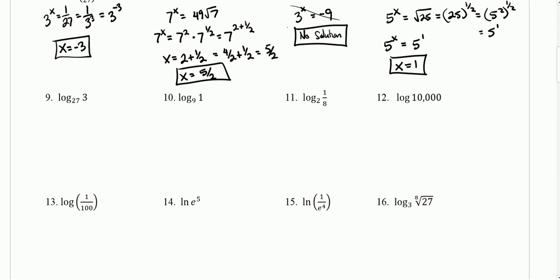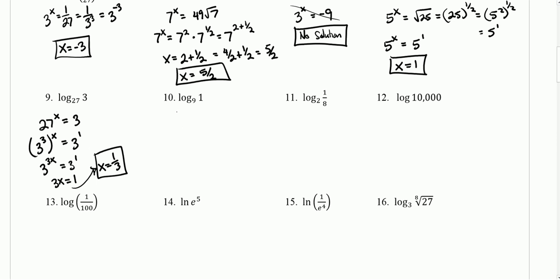Number 9, log base 27 of 3 is asking the question, 27 to what power is 3? 27 is 3 to the third power, and 3 is 3 to the first power. Multiply our exponents here, get 3 to the 3x equals 3 to the 1. So our 3x must equal 1. Divide by 3 and you get x is equal to 1 over 3.